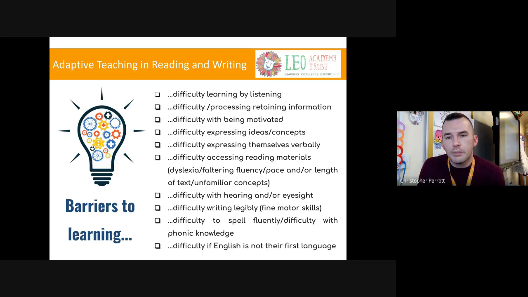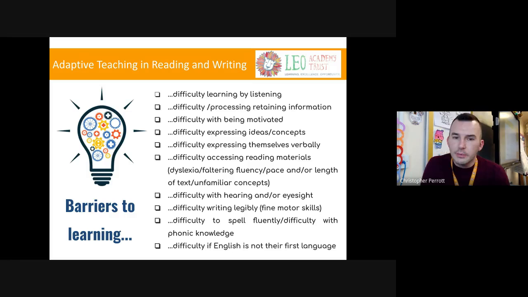So make sure that you are privy to seeing that information as well. If we just go through some of these, they may have difficulties learning by listening, processing and retaining information. It could be a difficulty with being motivated in that task as well. Sometimes it can be a difficulty accessing the actual reading material, and I'll talk about that a little bit later on as well. Sometimes children have difficulty with their hearing and their eyesight, and by identifying that earlier on, the solutions are pretty quick and can be pretty beneficial straight away as well.